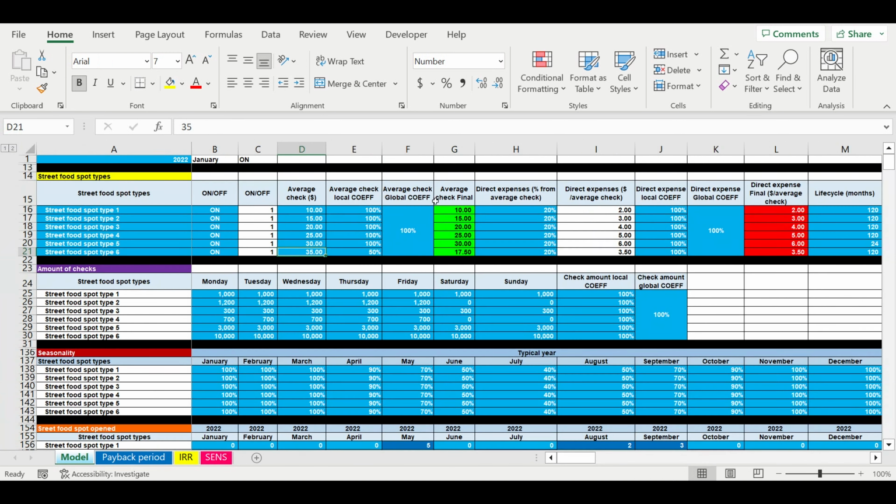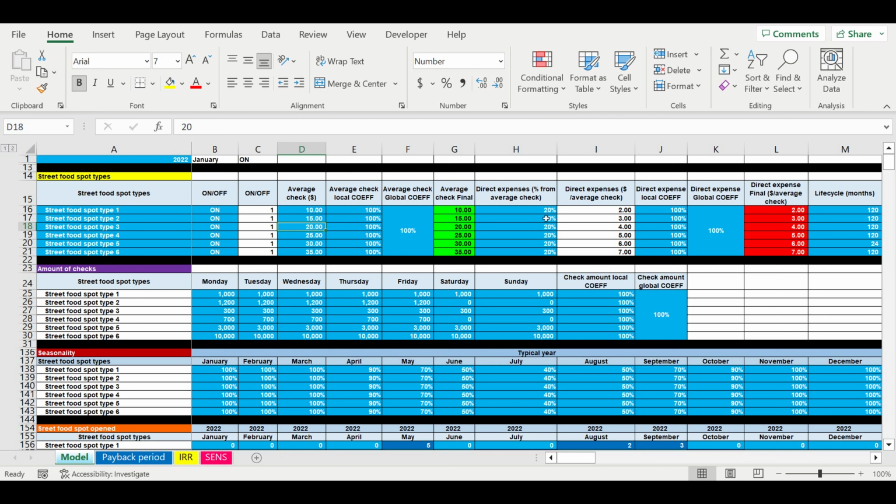And we can play with these coefficients without playing with the inputs themselves. So this gives us an opportunity to create a huge amount of scenarios, quickly play with data, look at the cash flow statement, look at the financial efficiency.